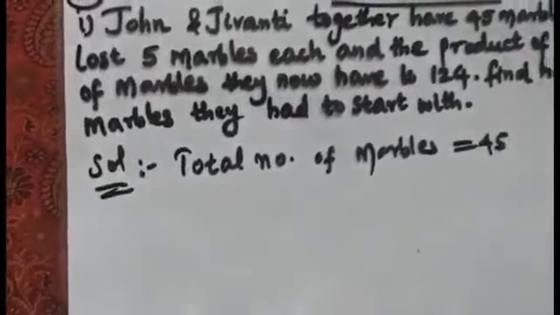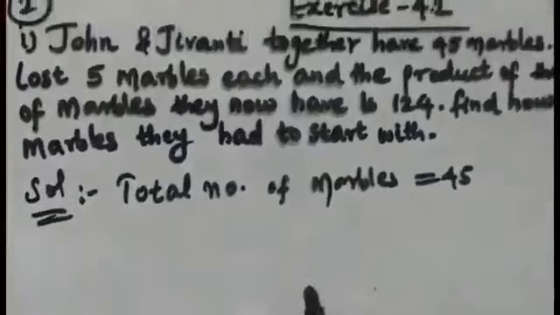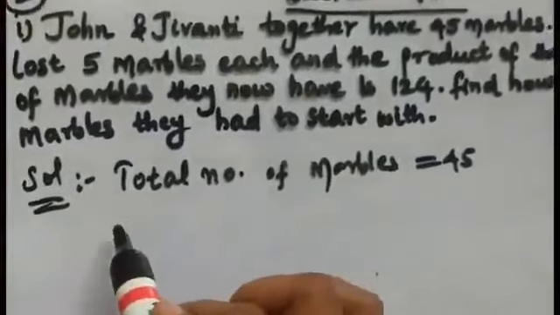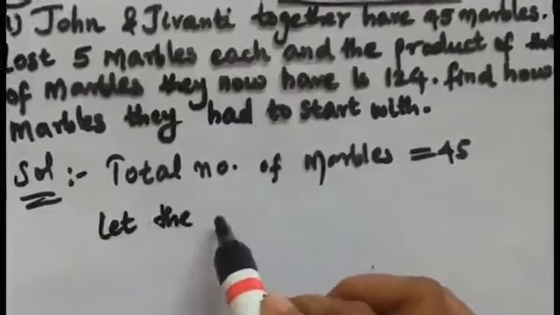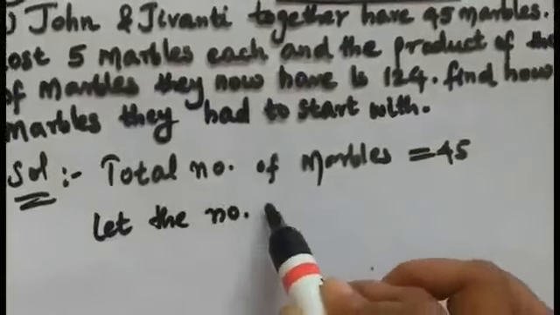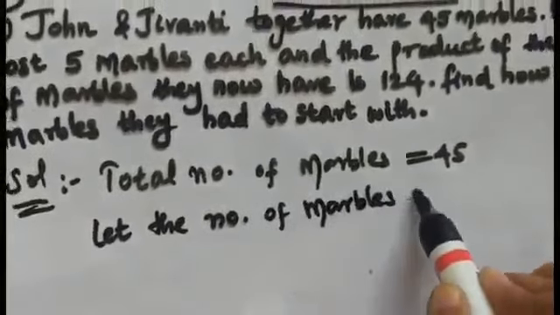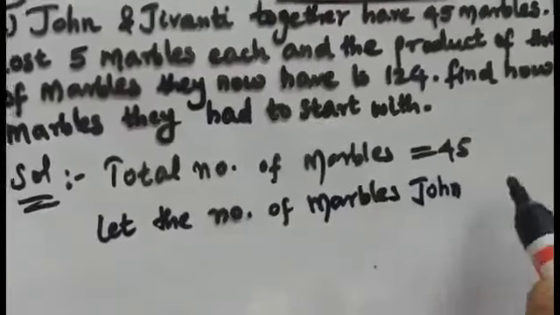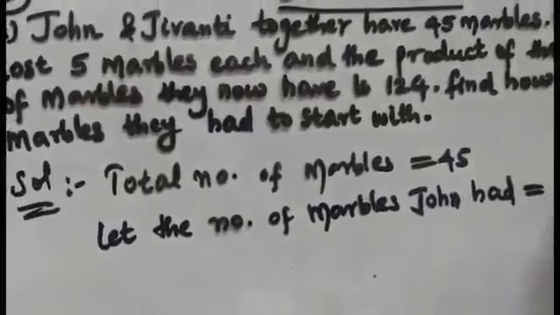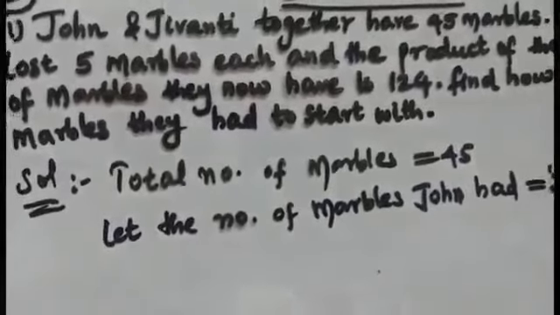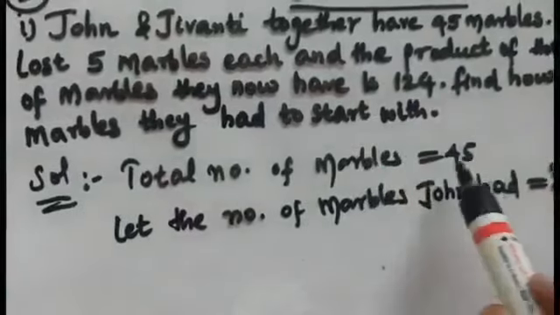Now we don't know whether John has more or Jeevanti has more, so let's assume one of them has X marbles. You can take any character; I am using John. Let the number of marbles John had in the starting, before losing any marble, be X. Now if it is X, then Jeevanti will have 45 minus X.